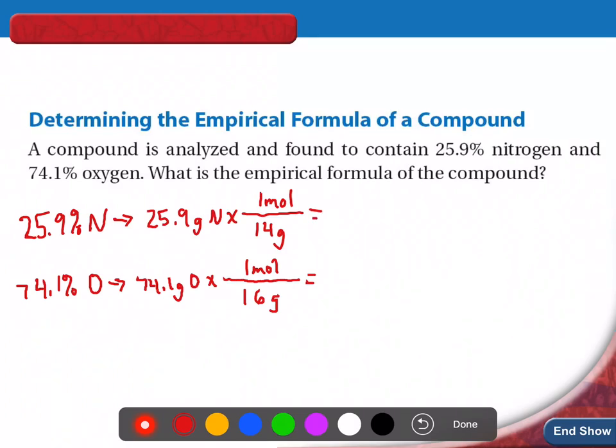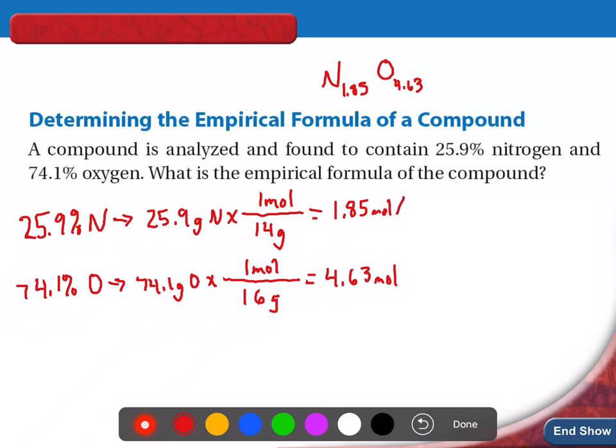Okay, so work that out. I get 25.9 divided by 14, 1.85. That's moles. And then 74.1 divided by 16 is 4.63 moles. So what we have now is a ratio of moles. So you have the 1.85 nitrogen to 4.63 oxygen. Well, here's the thing. You won't ever see a compound written like this. All right, so we got to get those ratios into whole numbers.